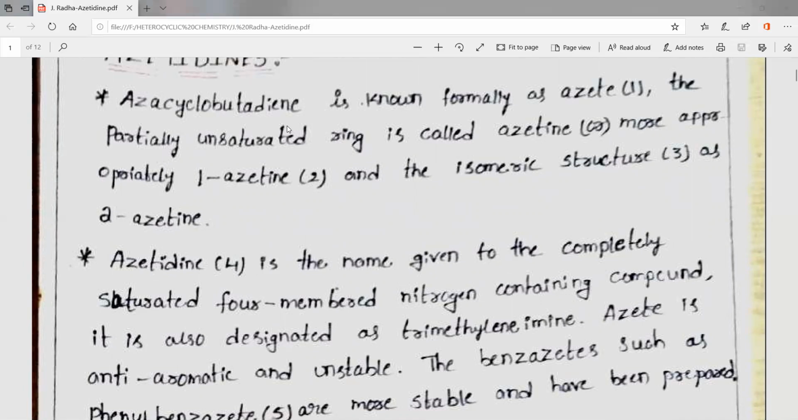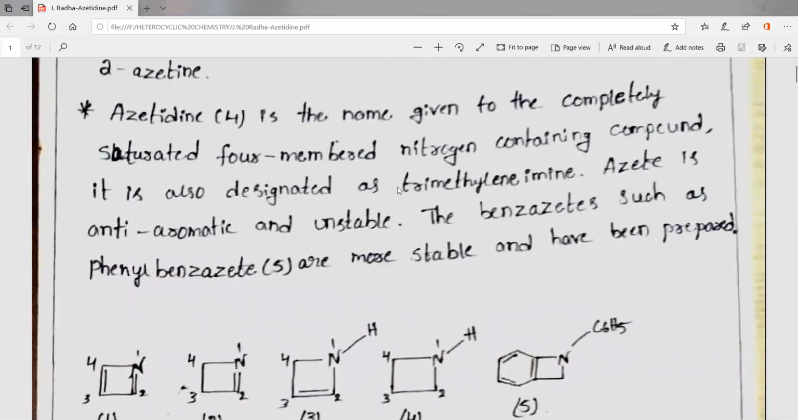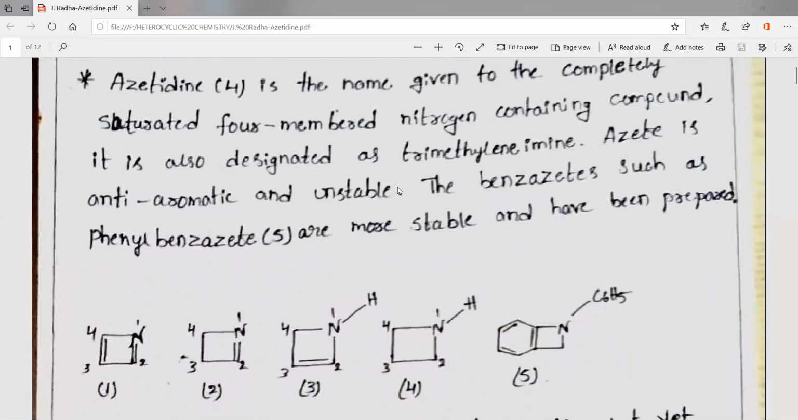Azacyclobutadiene is not aromatic. A partially unsaturated ring is called azetine. We have seen 1-azetine and 2-azetine. Azetidine is the name given to the completely saturated four-membered nitrogen-containing compound. That is structure 4. It is also known as trimethylene imine.